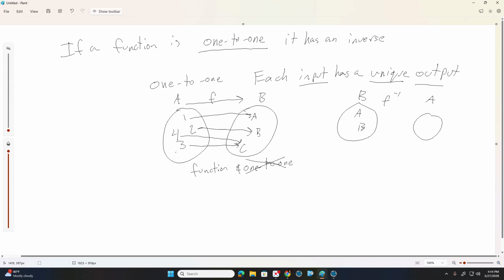We have A, B, C. We have 1, 2, 3, and 4. So if it's an inverse, A should go back to 1. B should go back to 2. And now C is going to both 3 and 4.